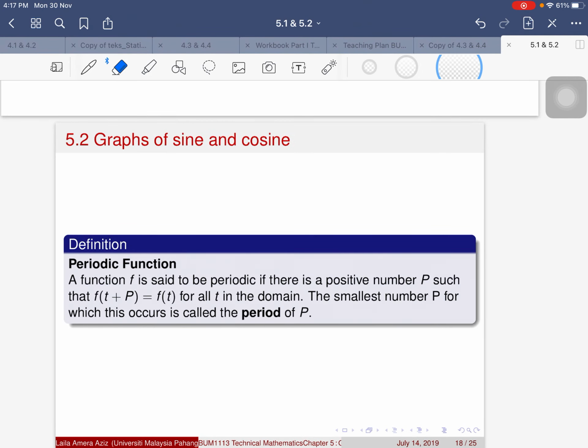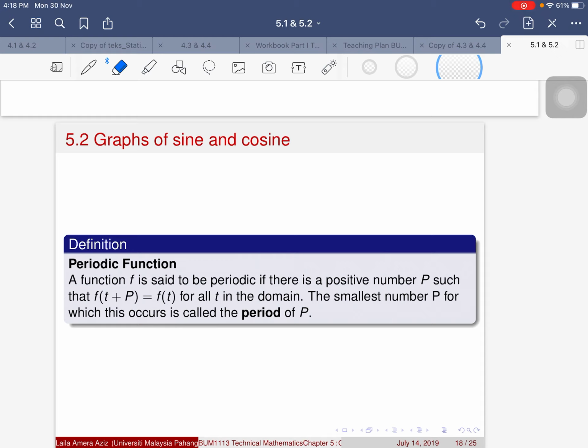Right, so previously in 5.1, I already explained to you what a periodic function is. I told you that it's a function that repeats itself on a period value, which is a regular interval. And for 5.2, we're going to have a look at the graph of sine and cosine.